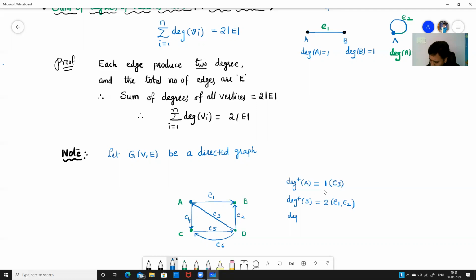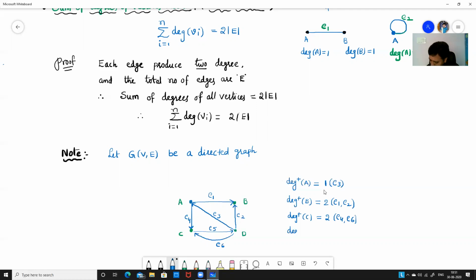Next, in degree of C. Here it is E4, and of course E6 is also there, E4 and E6. Therefore, 2. That is E4 comma E6. Please understand, E4 comma E6.